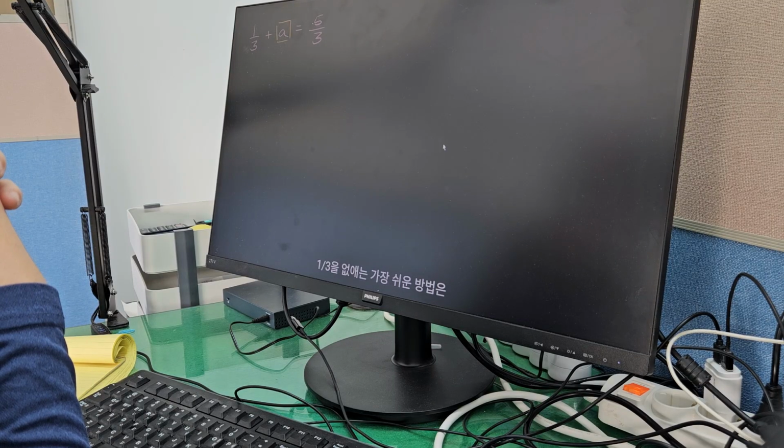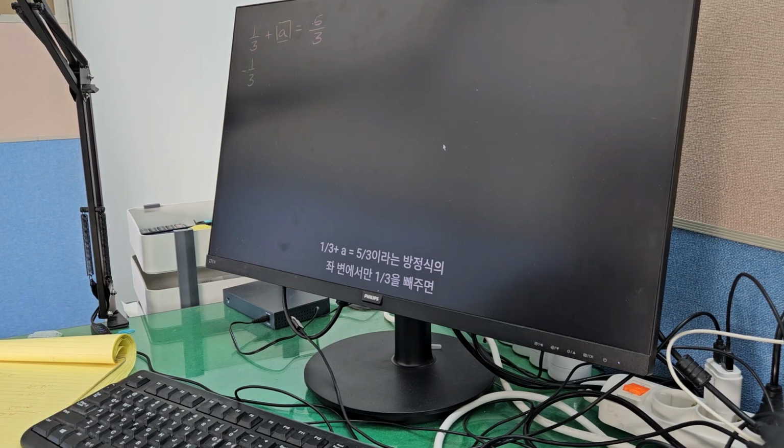Well, the easiest way I can think of getting rid of this 1/3 is to subtract 1/3 from the left-hand side of the equation. Now, I can't just do that from the left-hand side of the equation. If 1/3 plus a is equal to 5/3, and if I just subtract 1/3 from the left-hand side, then they're not going to be equal anymore. Then this thing is going to be 1/3 less, while this thing isn't going to change. So then this thing on the left would become less than 5/3. So in order to hold the equality, whatever I do on the left-hand side, I have to do on the right-hand side as well. So I have to subtract 1/3 from both sides.